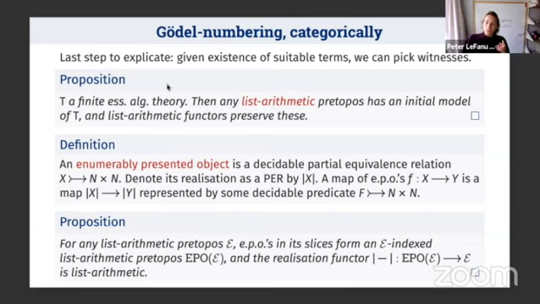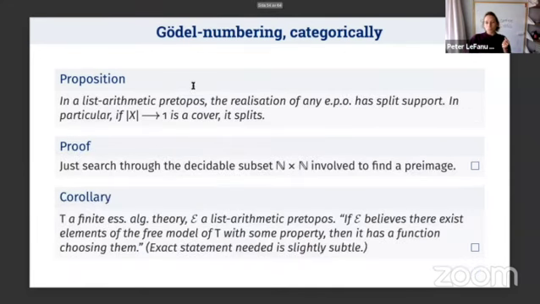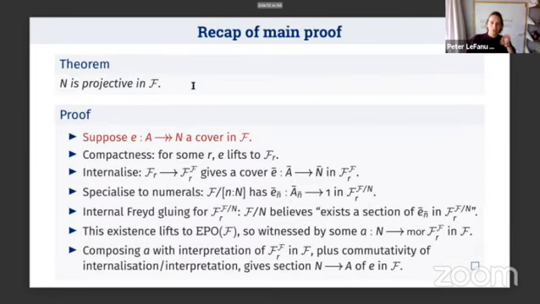And so initial models of essentially algebraic theories factor through these enumerably presented objects. And just by exactly the same way that Gödel numbering did, those allow us to convert existence properties into chosen witnesses. And so now we can come back to the original outline of the proof and see that every step we had of the original proof, we've given a categorical sort of explication of what's involved in the step.